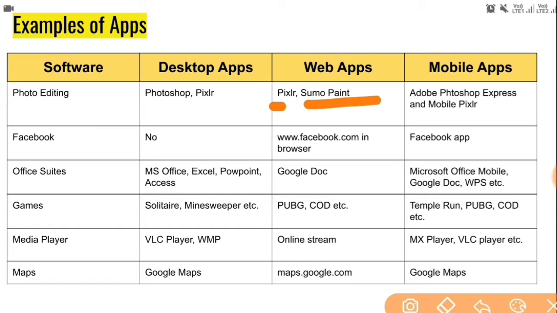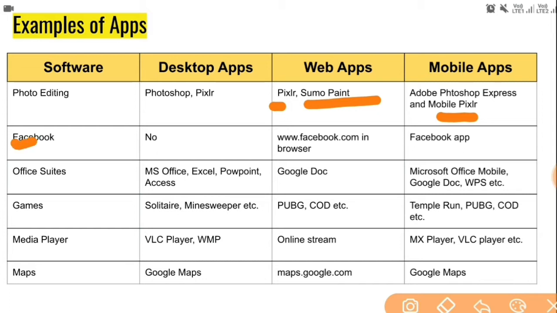And Pixlr and Sumo Paint, those apps require the internet for editing photos. Now, talking about mobile apps, there are two or more apps available for photo editing on mobile, like Photoshop Express. Adobe Photoshop Express is also a mobile app which is helpful for you to edit your photos, and another is mobile Pixlr, and many others are also available for editing photos on your mobile phone. So there are several mobile apps available for photo editing.